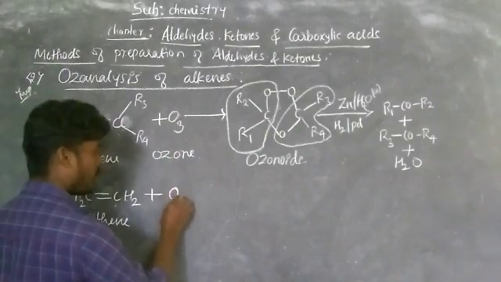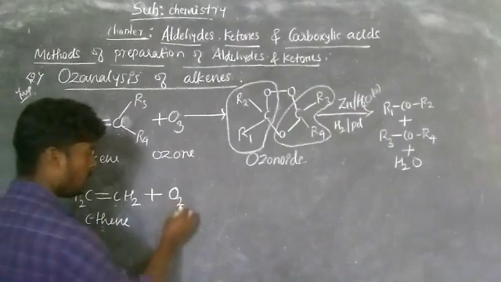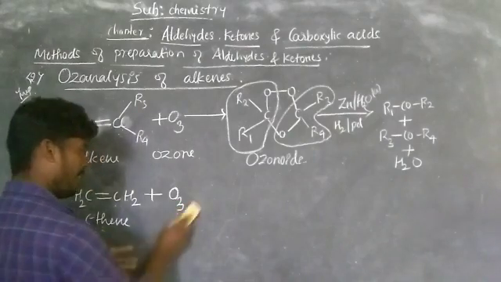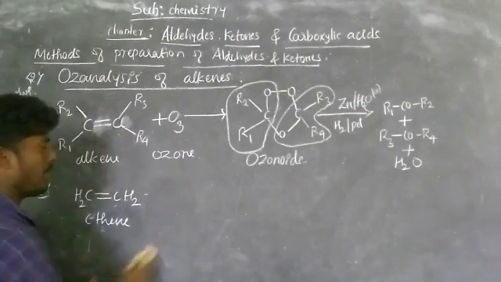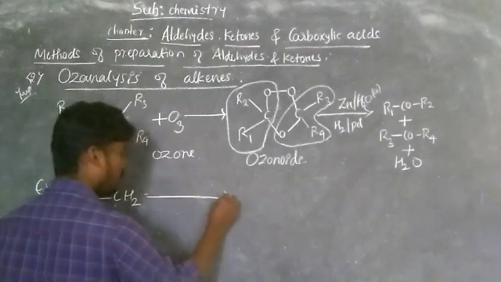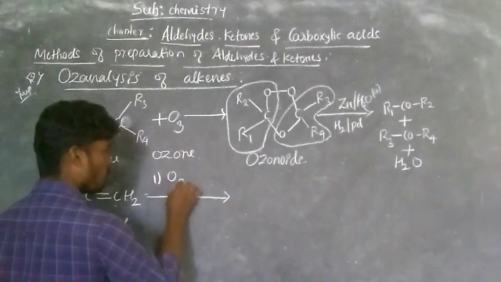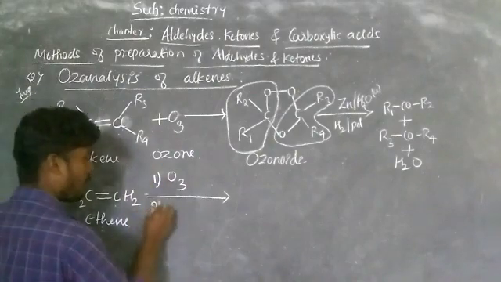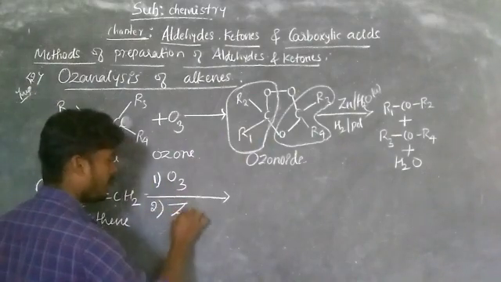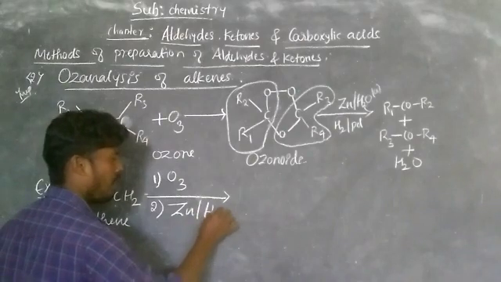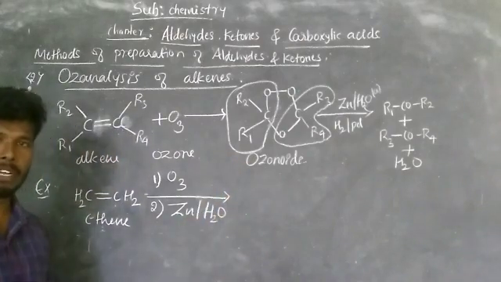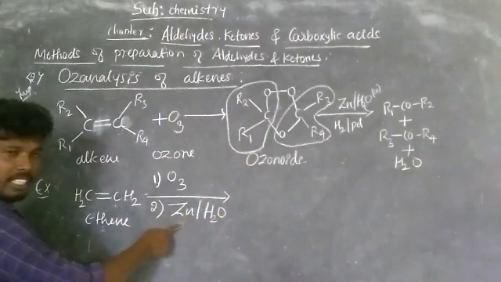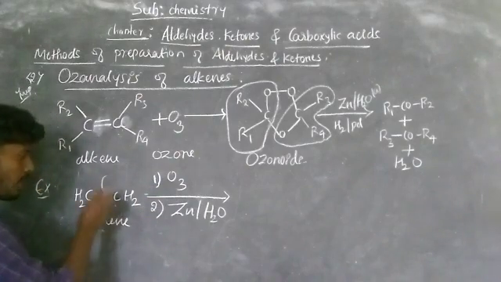Write one reaction completely. Ozone, that is O3. Write in a single step only, it is very easy to learn. In the single step, first ozone, O3, is written. Like that, this is step 1. And in step 2, what are we writing? Zinc in water, or hydrogen in palladium. After treating with these two, the double bond is broken right here.